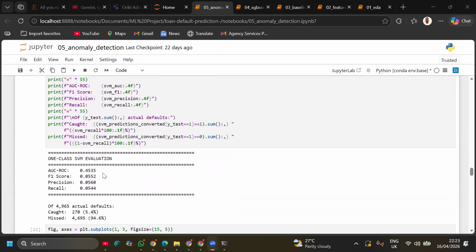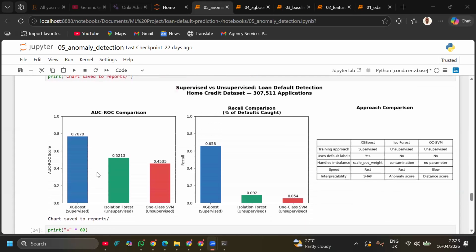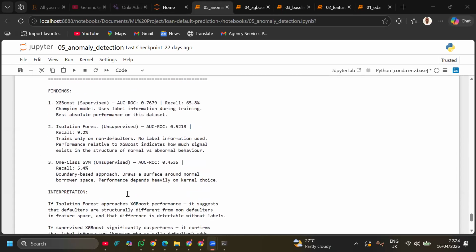For the SVM also, it performed poorly, catching the default with 45.35%, just like it did with the isolation forest. So looking at this, we have the XGBoost, we have the isolation forest, and we have the SVM. That means that we cannot treat the default as an unsupervised problem. Okay, so that is what this analysis is trying to tell us also.